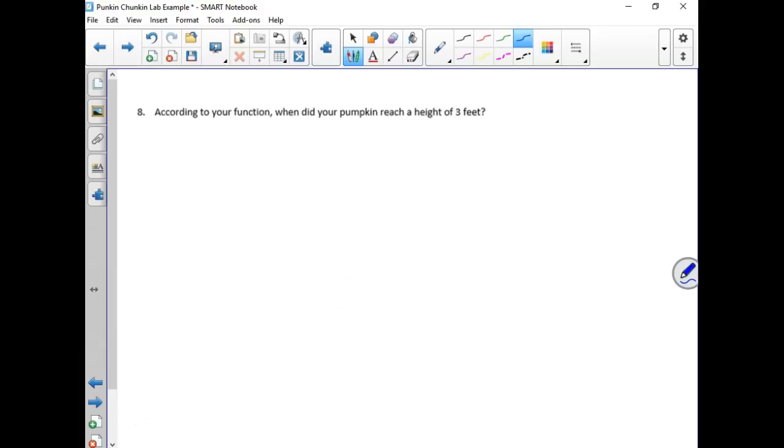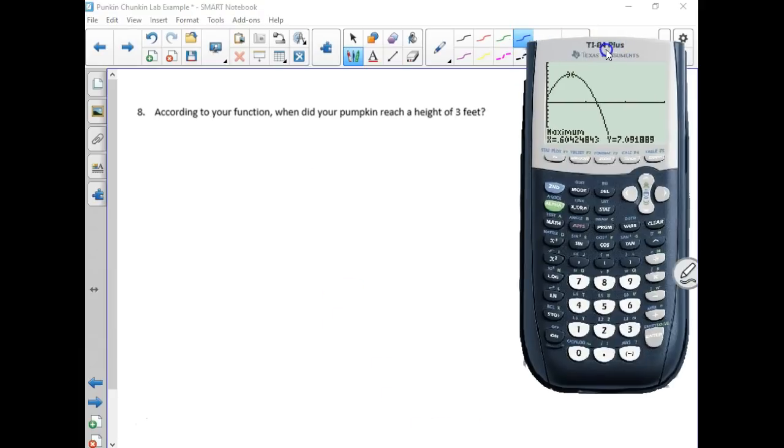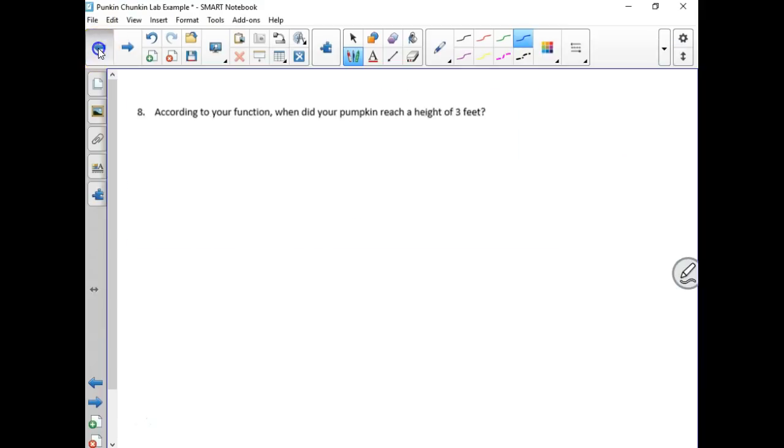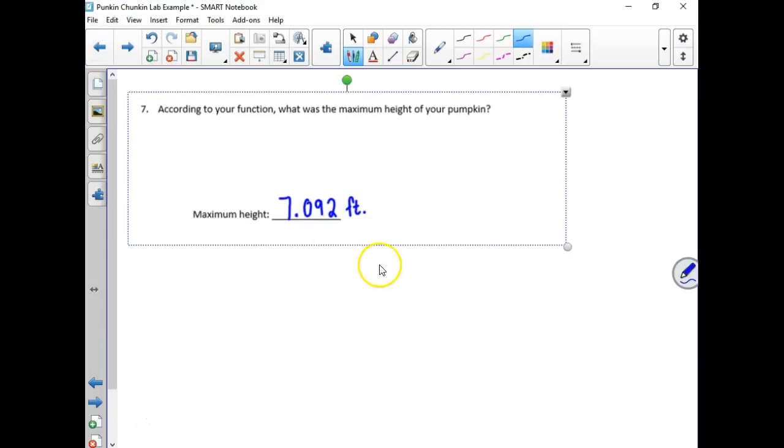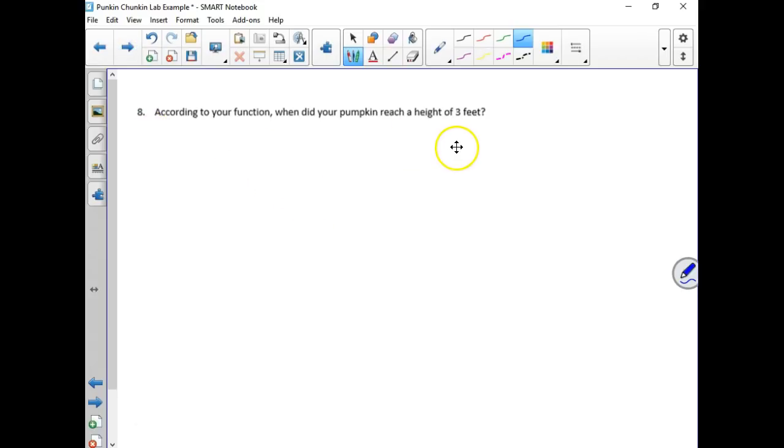The next question asks when our pumpkin was at 3 feet. A few of you may have some trouble with this problem if your maximum was not at least 3 feet. So if your maximum was not at least 3 feet, then you need to adjust this problem. If your maximum is too short, change it so the problem says when did your pumpkin reach a height of 2 feet.